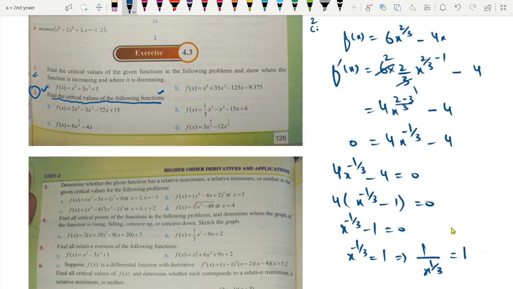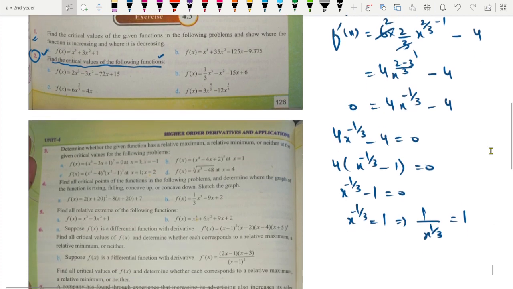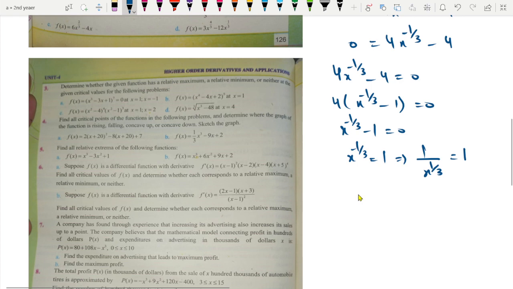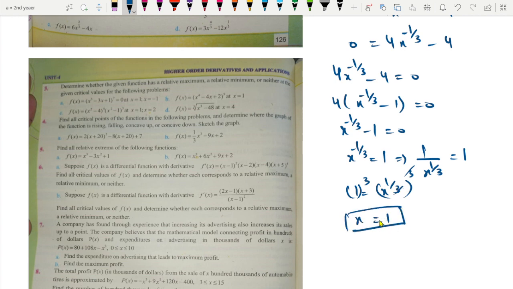By cross multiplication, this will become 1 is equal to x^(1/3). By taking cube on both sides, here we will take the cube and here we will also take the cube. So the cube cancels with the power, and this is equal to 1. So the critical value of the function is x is equal to 1.